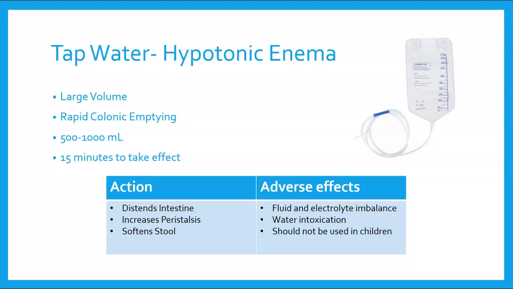Some adverse effects are fluid and electrolyte imbalance, because with these types of enemas, the fluid is absorbed into the intestines. With hypotonic enemas, fluids are absorbed into the intestines. So this really only needs to be done once and does not need to be done repeatedly if it does not work. This can lead to water intoxication as well, since it absorbs that water into the bowels, and this should not be done in children.